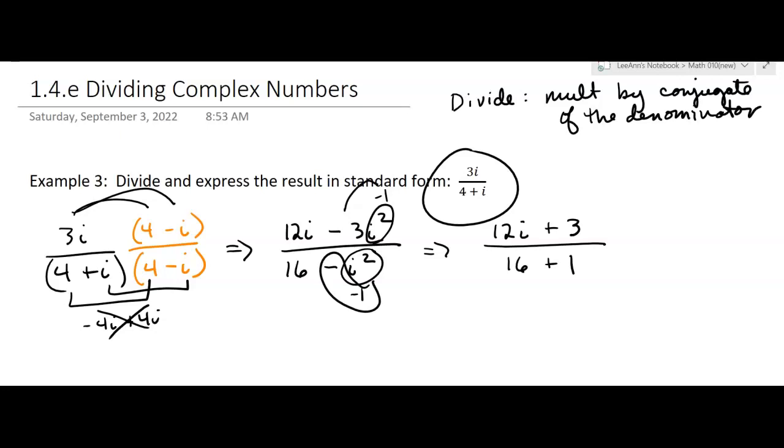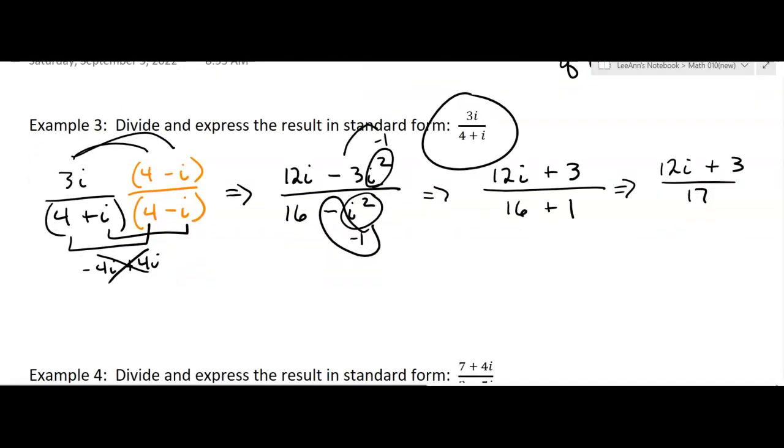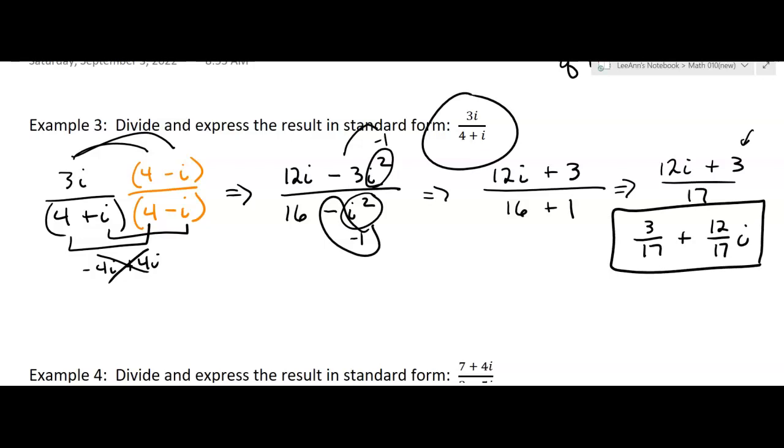Now, let me write this. 12i plus 3 over 17. That is not in a plus bi form, so I'm going to fix it. I'm going to put the 3 first, the real number part, and I'm going to split them up. So it's going to be 3 over 17 plus 12 over 17i. Now it's in a plus bi form, standard form. That looks good. If you can reduce the fractions, reduce the fractions. These don't reduce because of the 17 there, but anyway, that's how you do it.